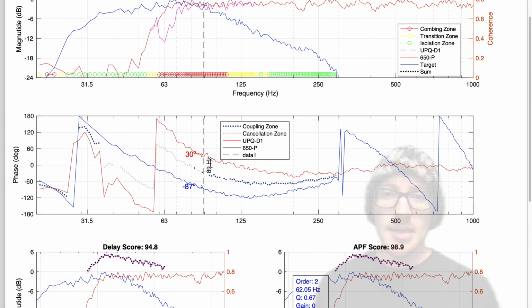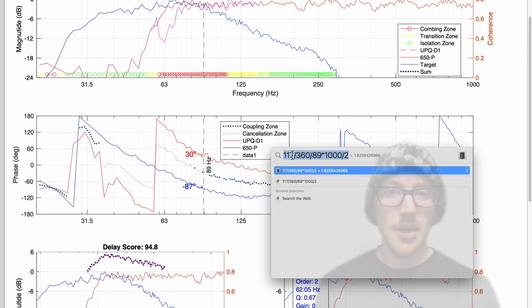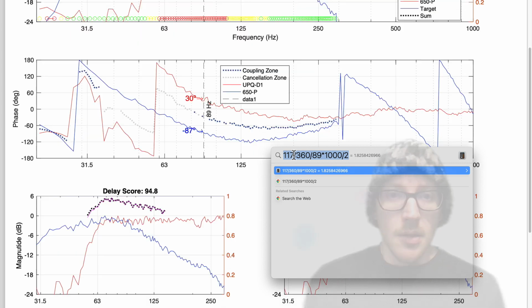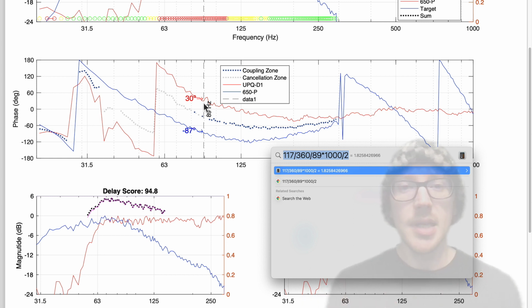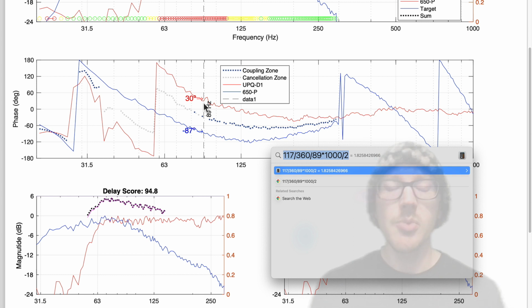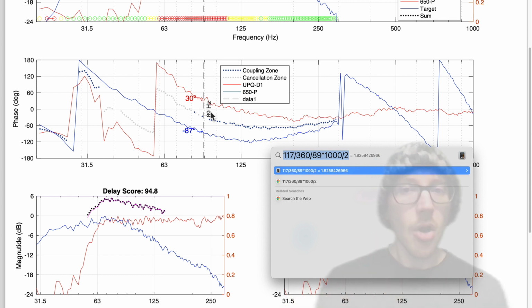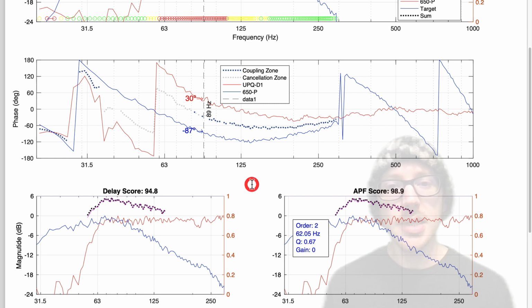Okay, so what did I say that the phase offset was here? 117 degrees. Okay, so we can see we have 117 degree phase offset. We need 117 degrees of phase shift at 89 hertz. 117 again is pretty close to 90. So similar to the last one, we might look at a second order high pass filter on the main or an all pass filter in this region to get the 117 degrees of phase shift that we need.